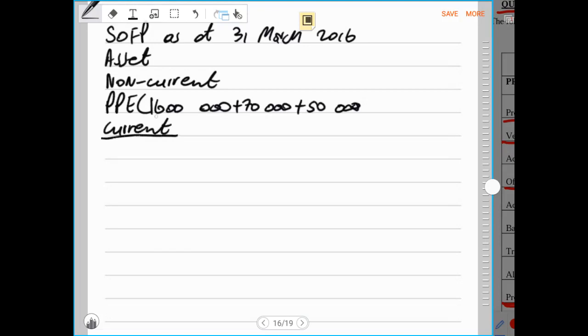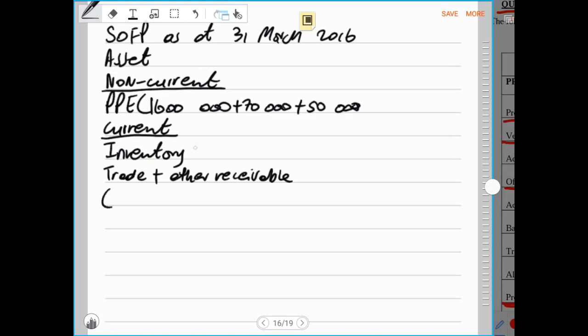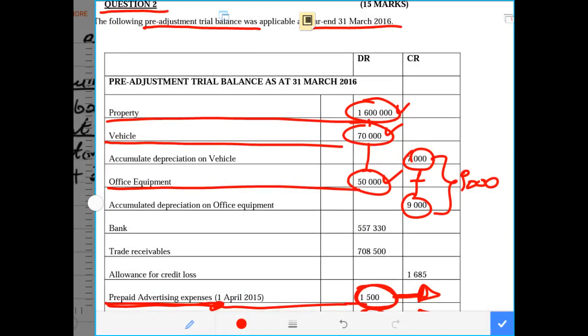and under our current assets we have inventory. Then after, we have trade plus other receivables. And the trade and other receivables, we do have an amount. When it comes to this, we will record the amount of the stationery that is left at the end of the year. So now we can ignore that so far. Then we have to record the amount of trade and other receivables.